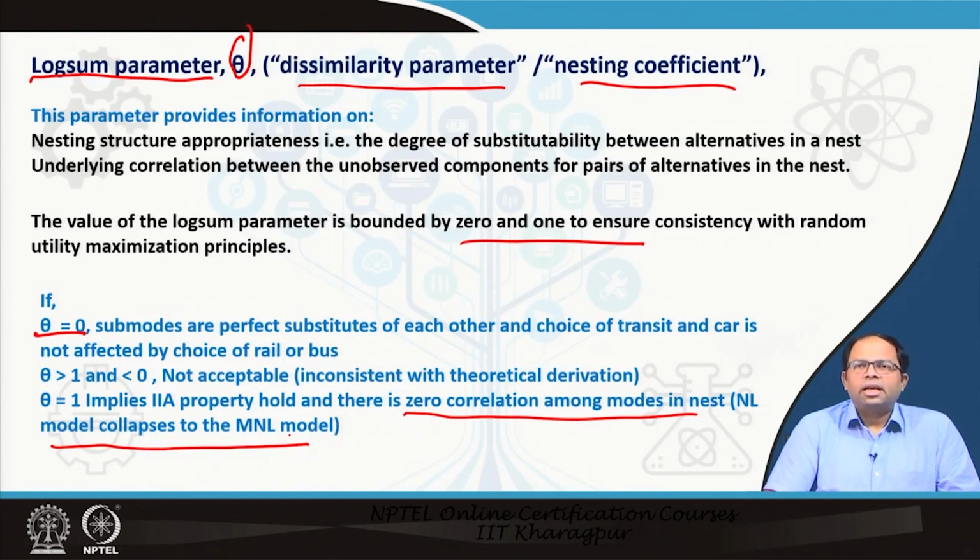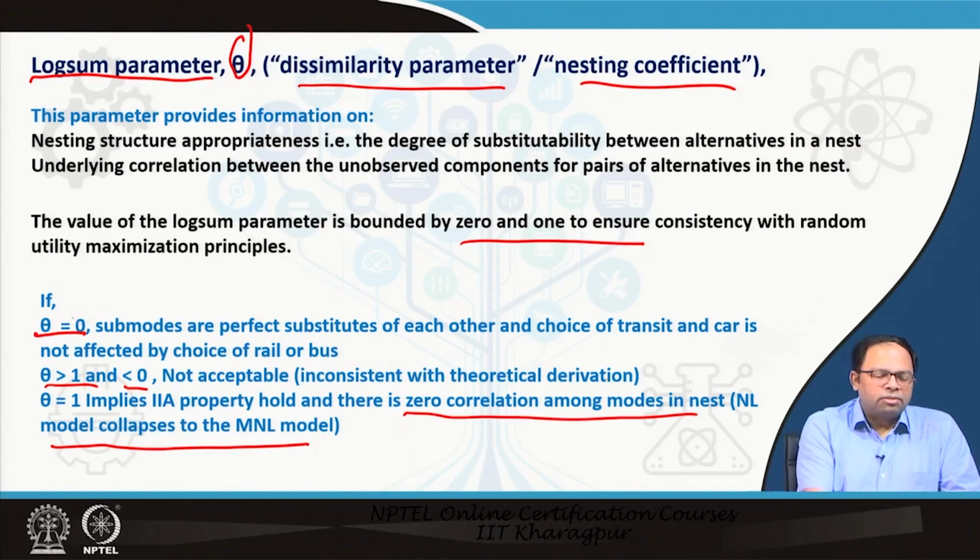It is just the opposite of when theta is equal to 0. When theta is within 0 to 1, that gives us that there is some effect of those groups or nests on the actual mode choice. When theta is greater than 1 or lesser than 0, these are not acceptable, and this is inconsistent with the theoretical derivation. So, this is how we can interpret this log sum parameter, and based on its value, we can decide if we are going to use an MNL model or a nested logit model.